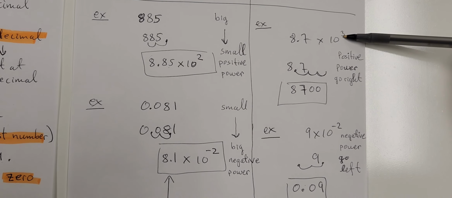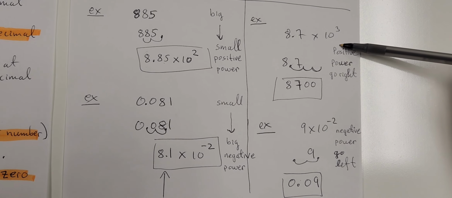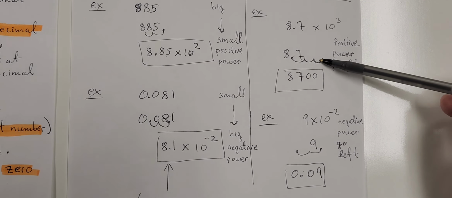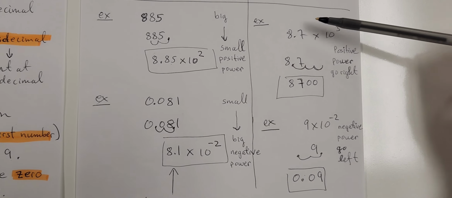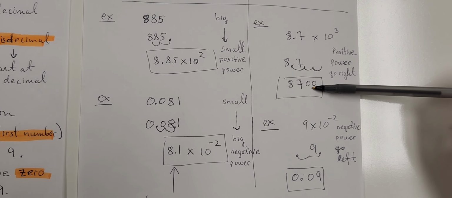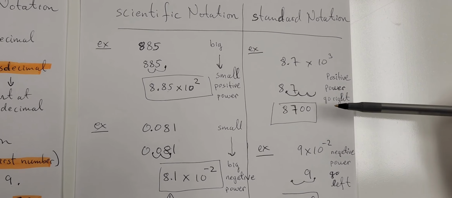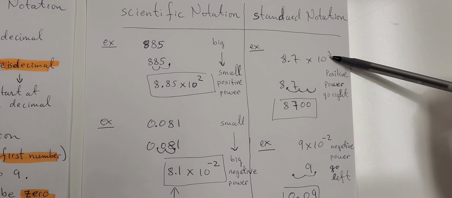And this is positive 3. Since this is positive 3, we move 3 to the right side. So 1, 2, 3. And in the empty space, put the 0 in. So that is the example for standard notation when we move to the right side. The reason why we move to the right is because this is positive 3.